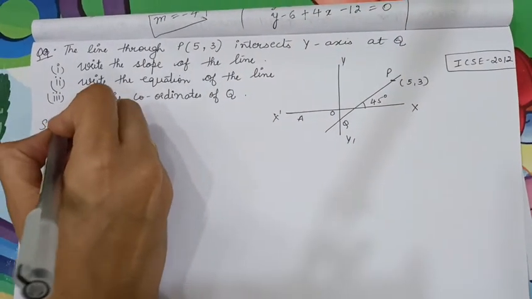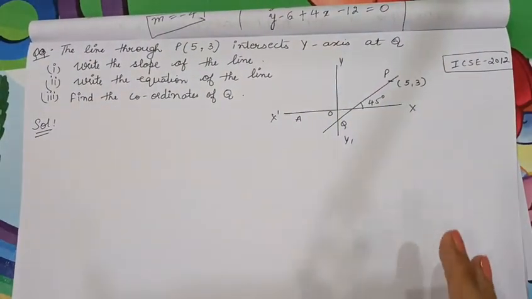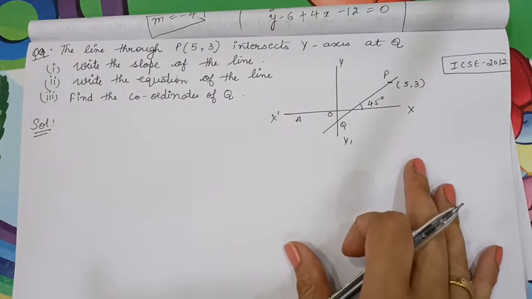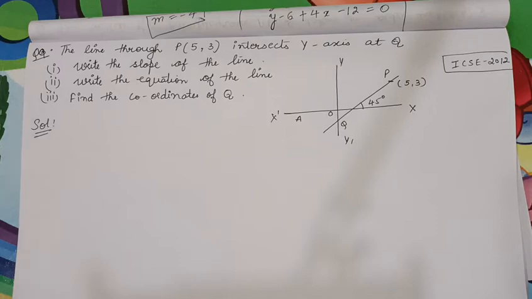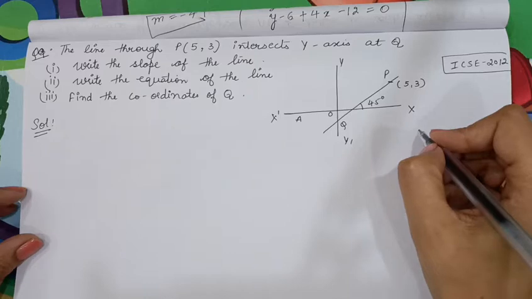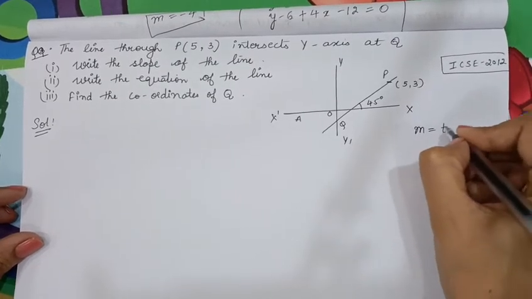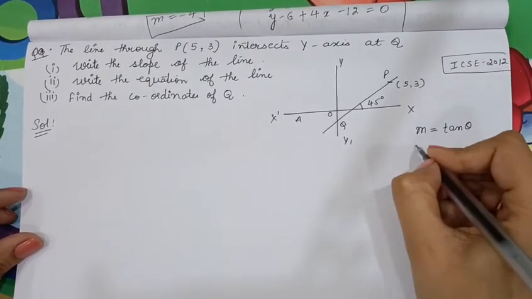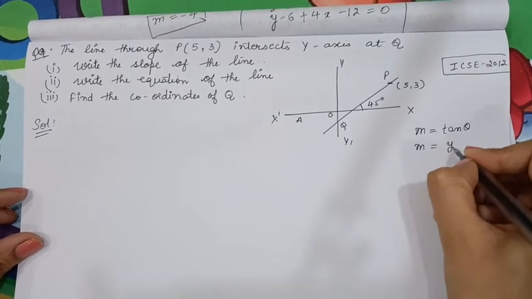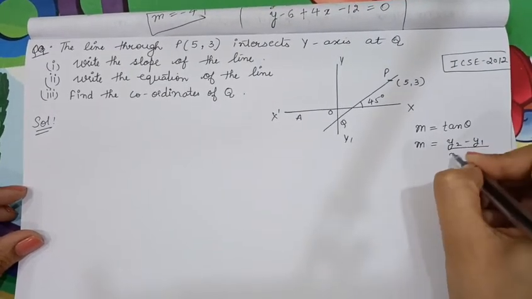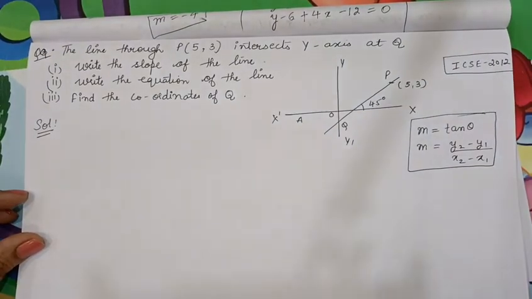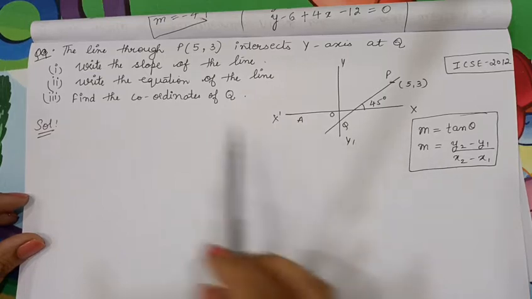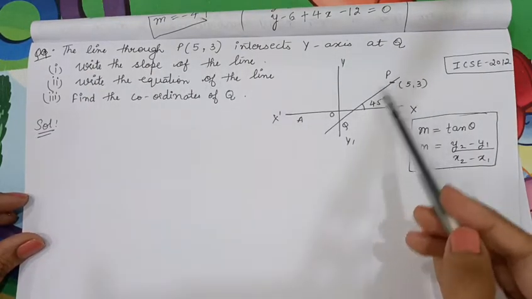So let's solve this question. The questions for which figures are already given are actually very easy. So you have to find the slope. When I discussed the slope, I mentioned two formulas. The first one is m equals tan theta, and the second one is m equals (y2 minus y1) upon (x2 minus x1). These are the two formulas we can use to find slope. So here also we have to find the slope of this line.